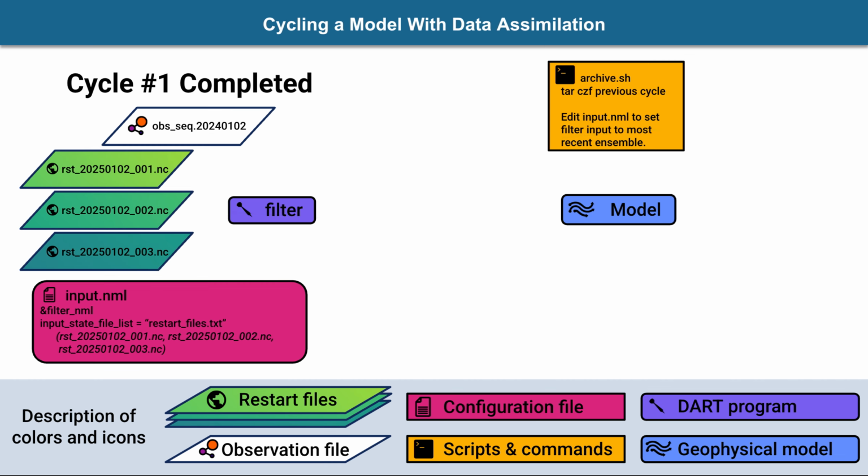With that, an entire cycle of data assimilation and model integration has been completed, and again, only two additional components were added to the workflow to enable data assimilation. The first is the observation sequence file that contains the relevant observations, their locations and error variances, and the second is DART's filter program that actually performs the assimilation.